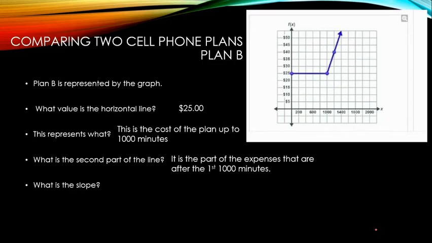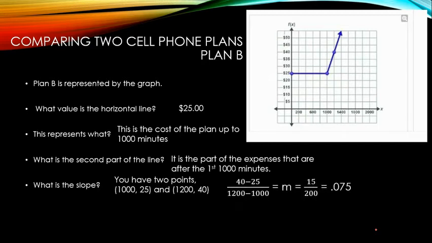What is the slope? Okay, we have 2 points. We have a point at 1,000 and 25, and then we have another point at 1,200 and 40. We will plug these into our slope formula, and we will get 40 minus 25 for 15, 1,200 minus 1,000 for 200. When we divide those, we get 0.075. That's 7.5 cents per minute.